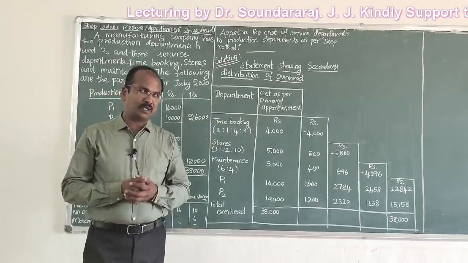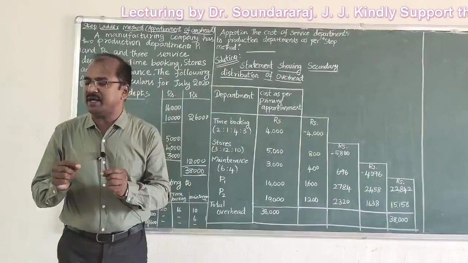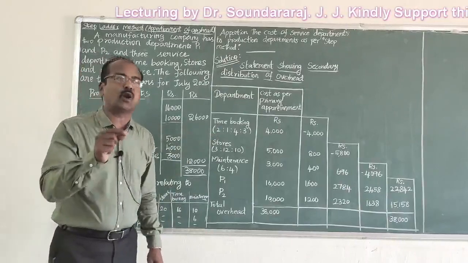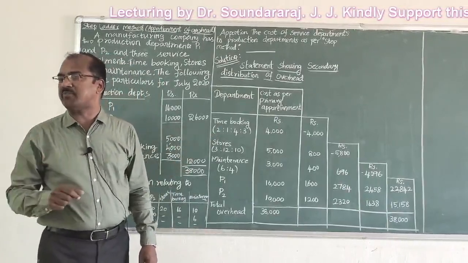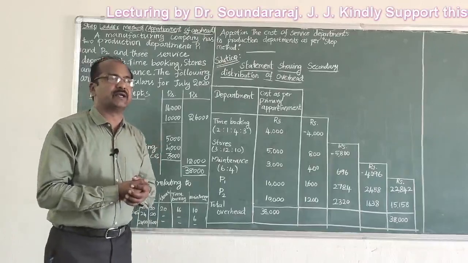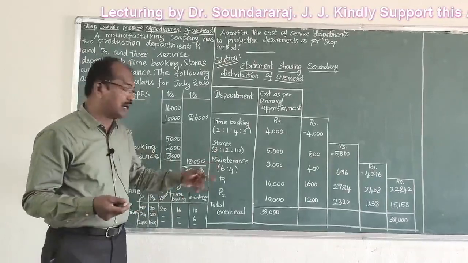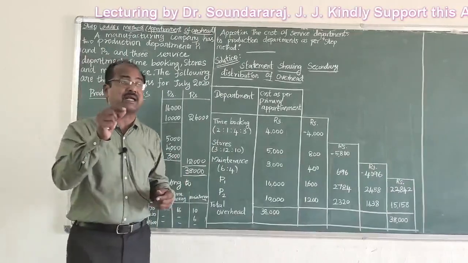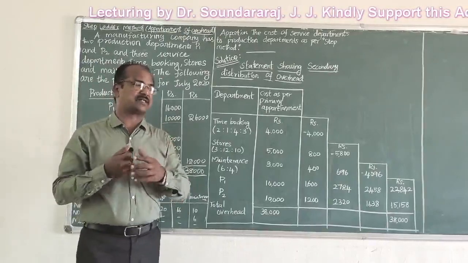Now the question which arises here is which department name has to be written first. Here time booking is written. There is a big logic behind writing time booking as the first department. Why time booking has been written? Why they have not written stores department as a first department? Why they have not written maintenance the service department as a first department? What is the reason for writing time booking as a first department in the step ladder method? That you should understand first.